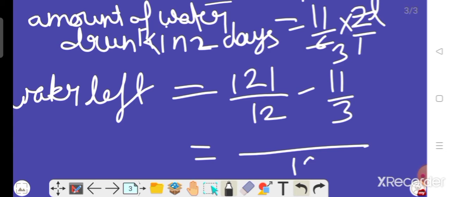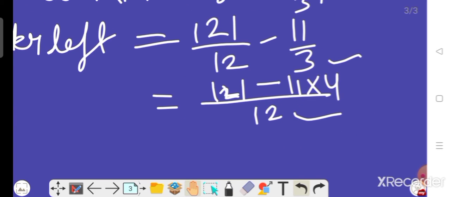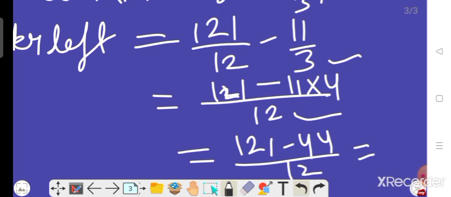The LCM of 3 and 12 is 12. When 12 is divided by 12, we get 1, and 1 should be multiplied by the numerator 121. So this is 121 minus, when 12 is divided by 3, we get 4, and 4 should be multiplied by the numerator, that is 11 multiplied by 4. Now by solving this multiplication, the amount of water left is equal to (121 minus 44)/12, and this is equal to 77/12 liters. Okay, so after drinking water from the tank for 2 days, we are left with this amount of water, beta.